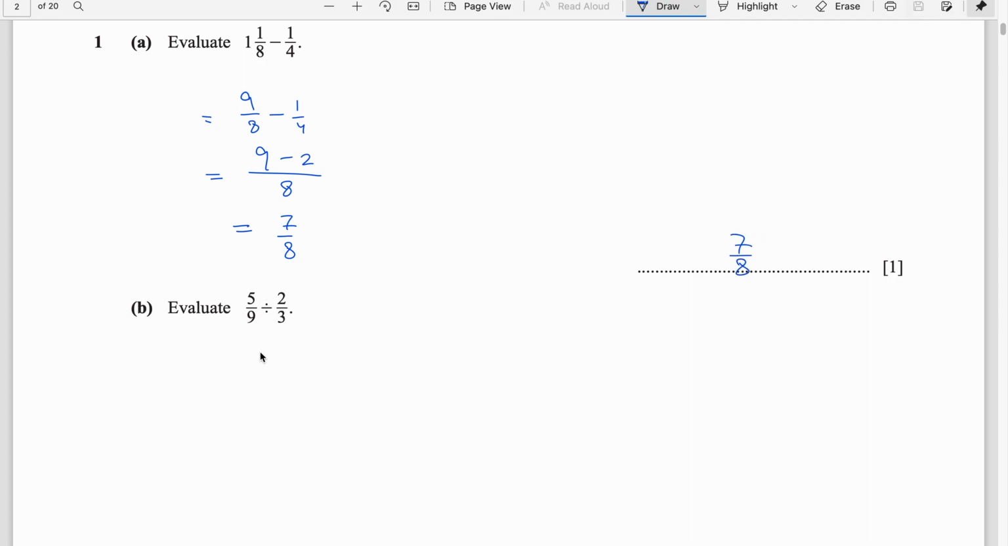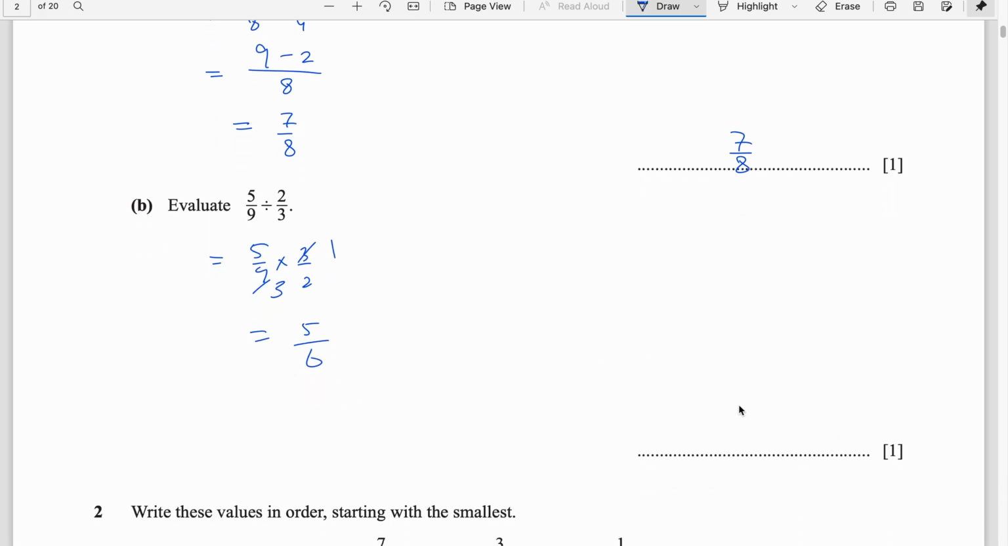B part, 5 by 9 divided by 2 by 3, so 5 by 9 multiplied by 3 by 2. 3 times 1, 3 times 3 is 9, so 5 by 6... 1 times 5, 3 times 2 is 6, so 5 by 6.